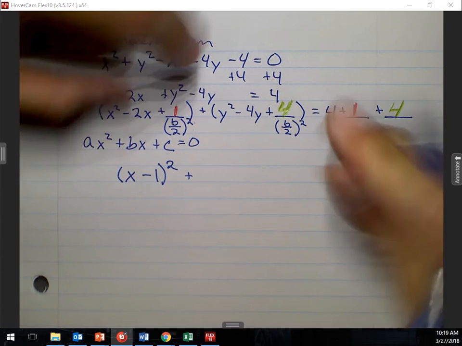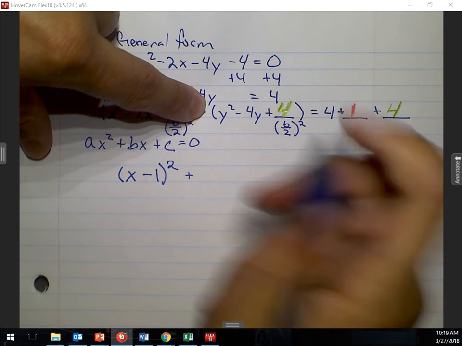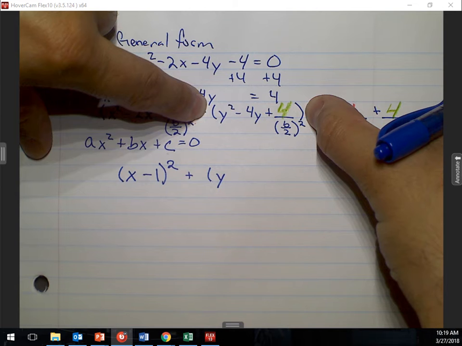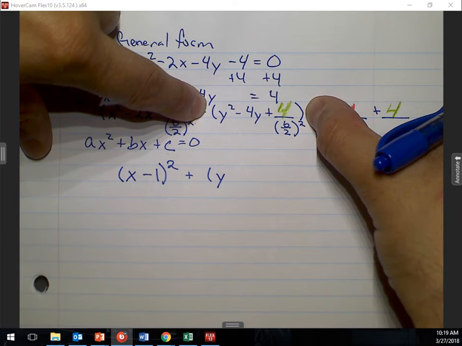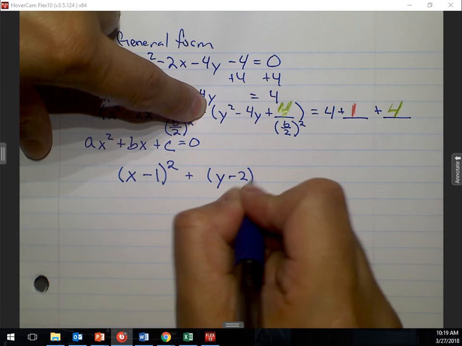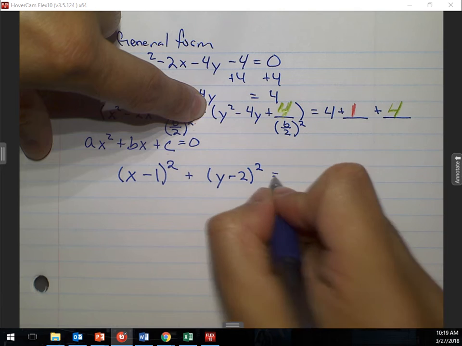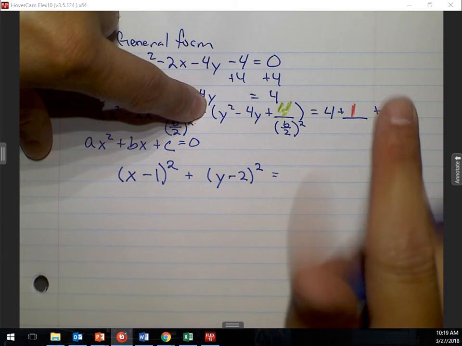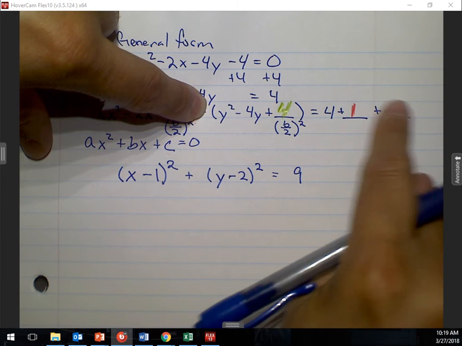Plus, now let's do the other side over here. So it's going to be y. What do I have here from that? Divided by 2, right? Yeah, divided by 2, and you get what? -2 squared equals. What do we get on this side? 9. 4, 4, 1. That's 9, right?